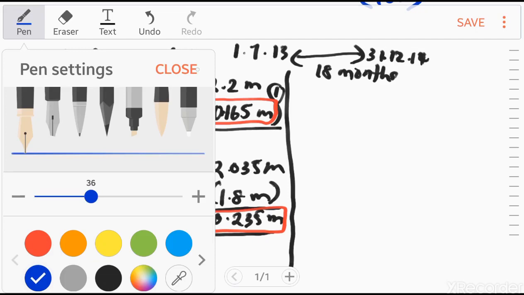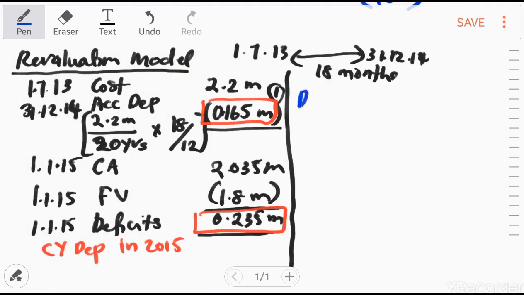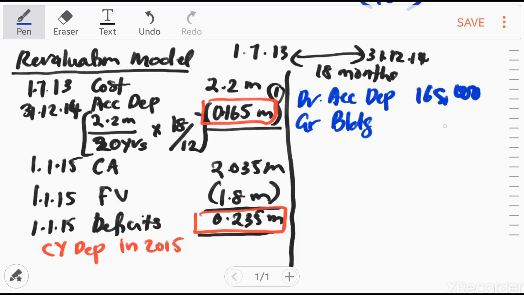Okay, I'll do the journal entry just to show you. So I'm going to debit the accumulated depreciation, because when you revalue, you need to remove the accumulated depreciation of the revalued asset. Here is building. So all 165,000 are being revalued at the beginning of the year. So that happens on 1st of January. This happened on 1st of January 15.